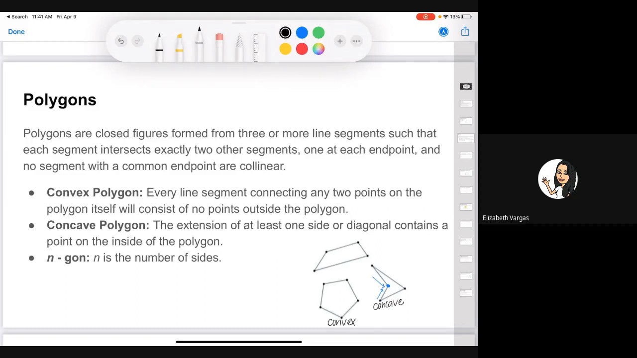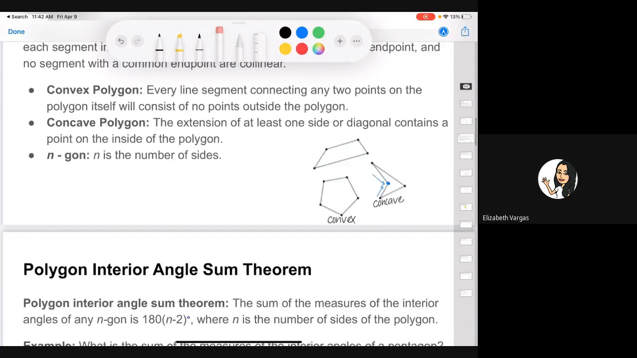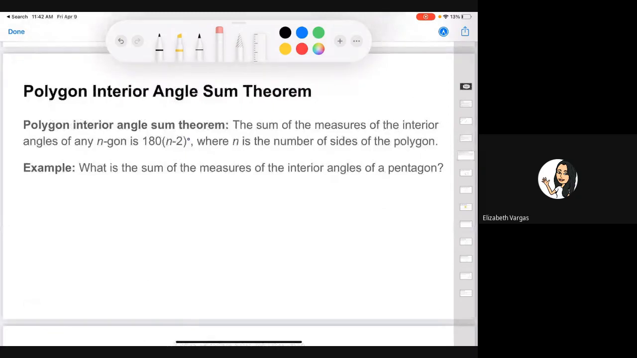N-gons are polygons that are represented by the number of sides. Like pentagon, hexagon, all of those polygons are named based on the number of sides that we have. So we can have monogon, digon, trigon, pentagon, all these different things. And those are named based on the number of sides that polygon has.